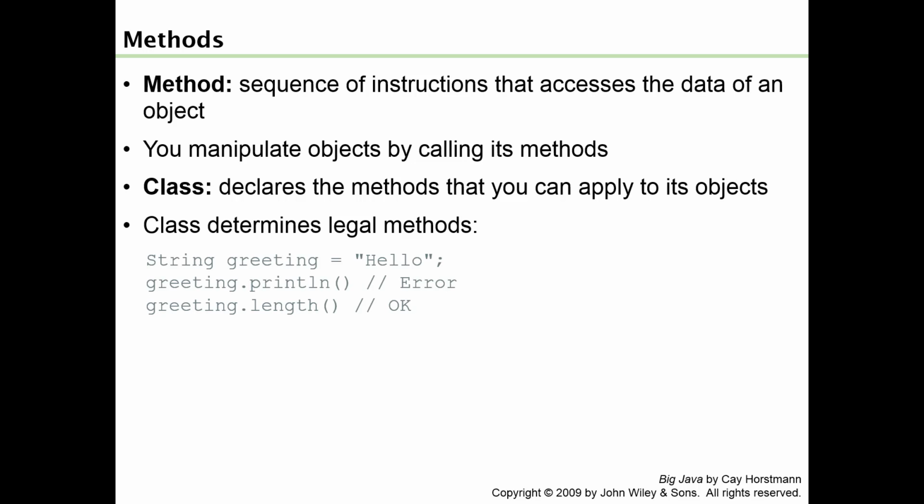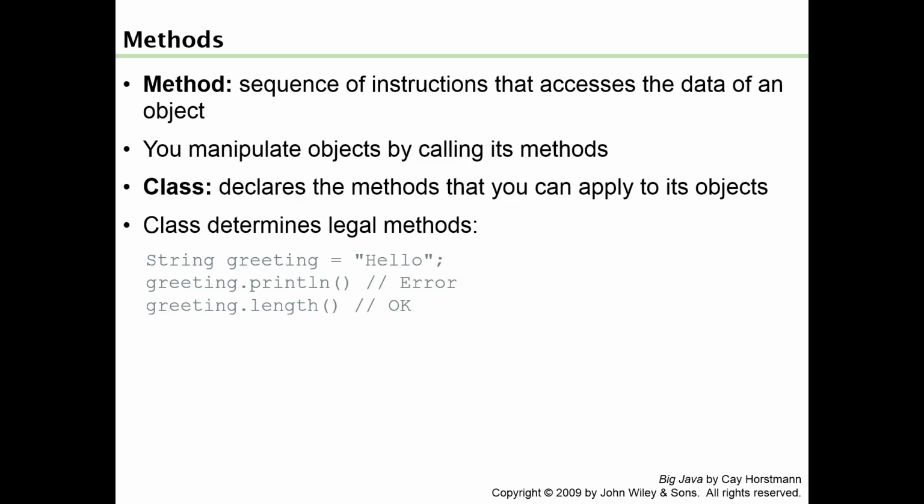So for example, the class determines what methods you can call. Here we have a string called greeting that has inside of it the string hello. But you can't say greeting.println because greeting doesn't have a println method. That's only on the PrintStream class. So that's an error.